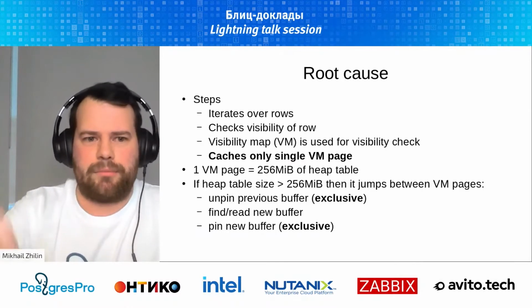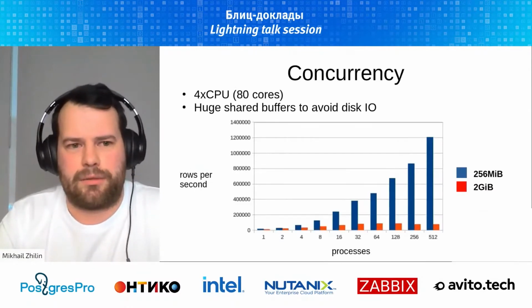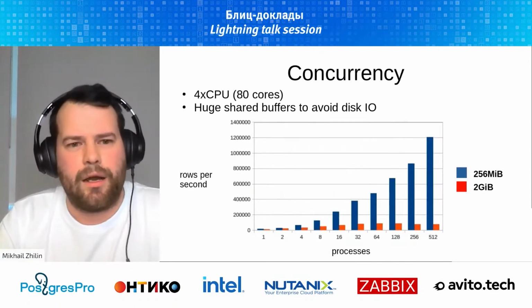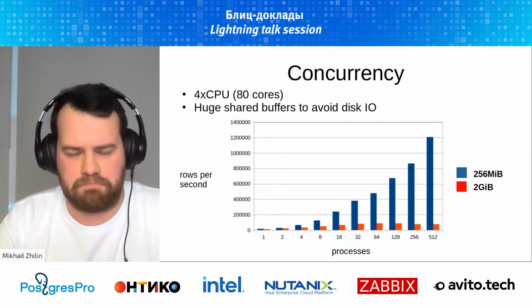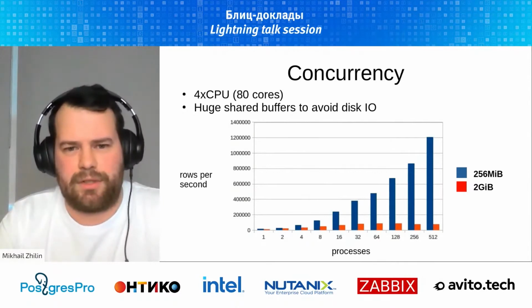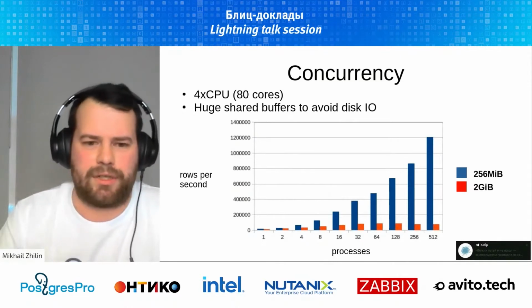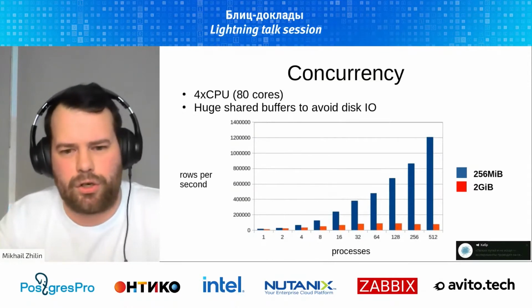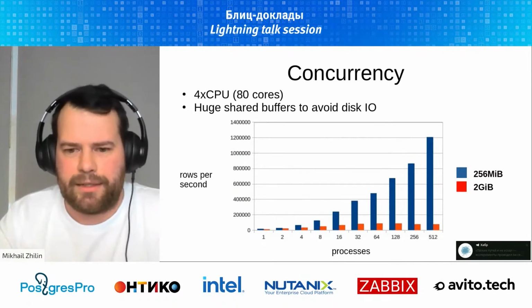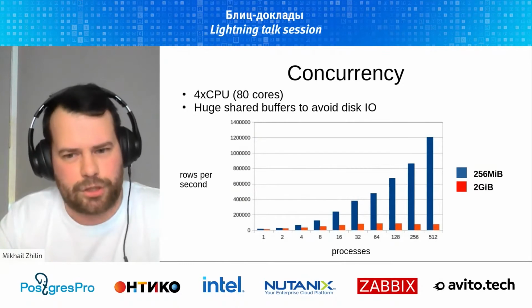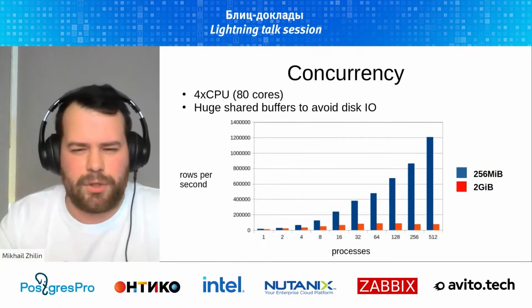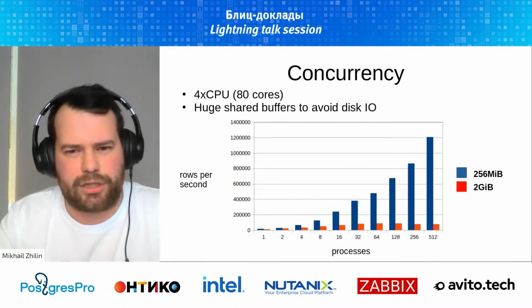What does that mean? It means that if we add some load, namely if we take some powerful machine, 4 processors, 80 physical cores, we take huge buffers to avoid any disk I/O, then we can create this kind of graph showing the dependence of rows per second on processes. And the first case is a 256 megabytes table, and the other one is 2 gigabytes.